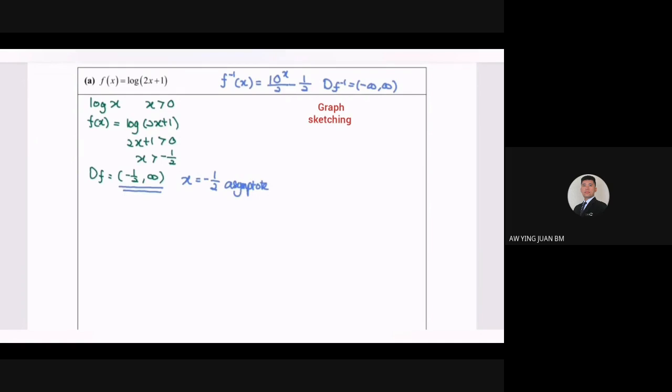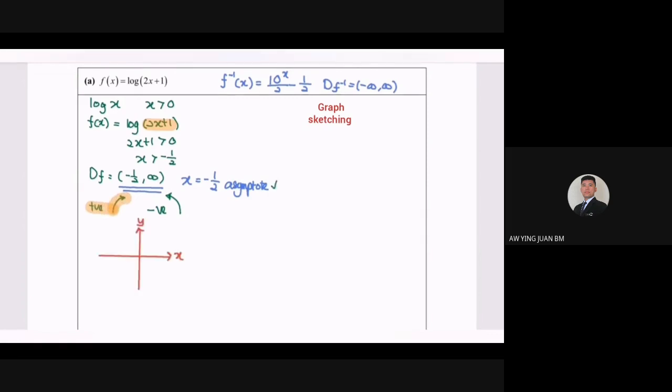So now we have to refer to the function log base 10 of 2x plus 1. Next, we are going to determine the direction of the graph. By referring to 2x plus 1, if the coefficient of x is positive, then our graph will be towards the right. If the coefficient of x is negative, then our graph will be towards the left. For this case, our x coefficient is 2, so our graph will be towards the right.